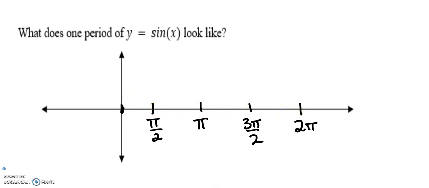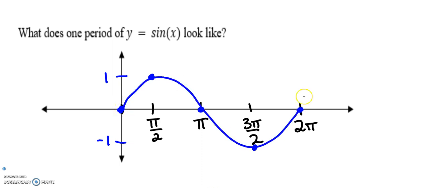The sine of 0 is 0. The sine of pi over 2 is 1. The sine of pi is 0. The sine of 3 pi over 2, the bottom of the circle, is negative 1. And the sine of 2 pi is 0. So here is one I missed. Here is one rotation, or one period, of our sine curve. Go ahead and draw that in for yourself.